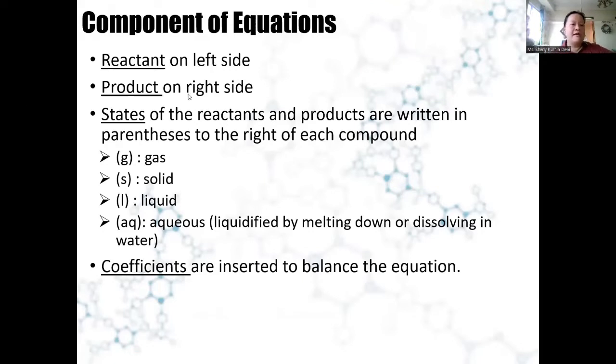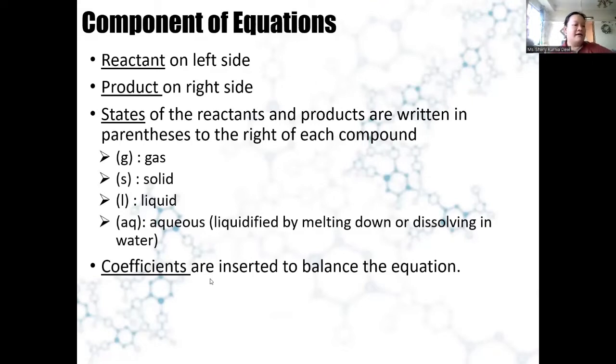Okay, that is the state of the reactant and product for this one. G is gas, S is solid, L is liquid, Aq is aqueous. What does aqueous mean? It can be liquefied by dissolving it into water. For example, sodium chloride. If I write it Aq, the sodium chloride is dissolving in water. And also it can be melting down. For example, the same sodium chloride that I heat up until it melts is called aqueous also.